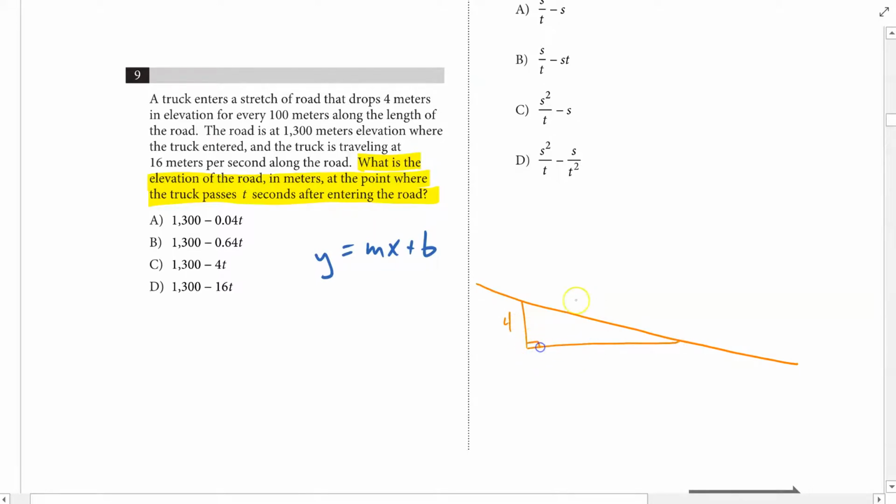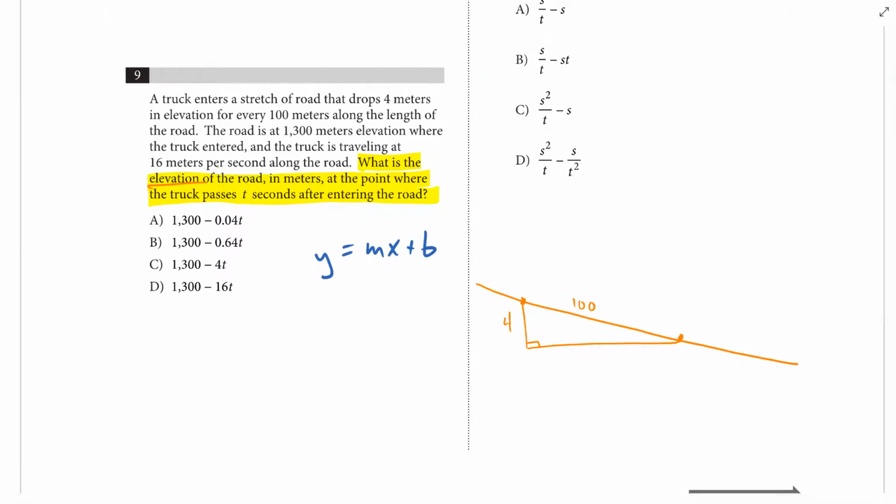Well, that's a right triangle. There's 100 from point to point. Every 100 meters along the road is dropping 4 meters in elevation. It says the road is 1,300 meters in elevation, and the truck is traveling at 16 meters per second. They're giving you this information, and all they really want to know is what is the elevation of the road when t seconds have passed.